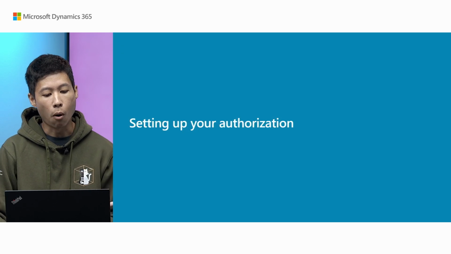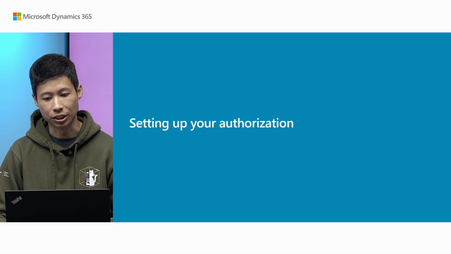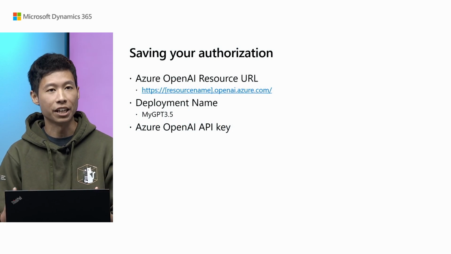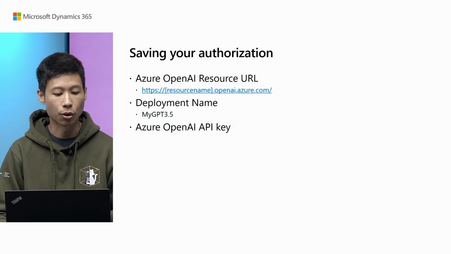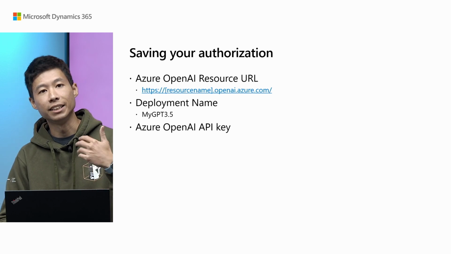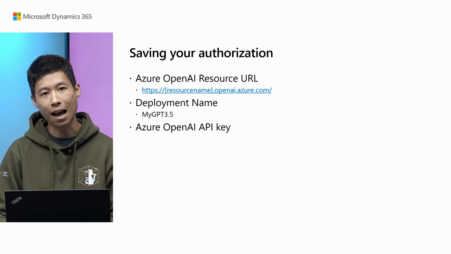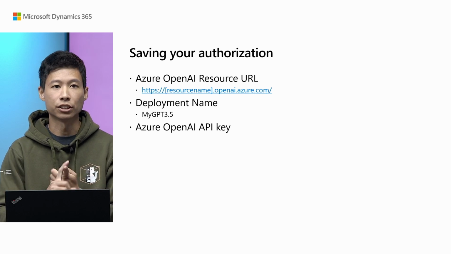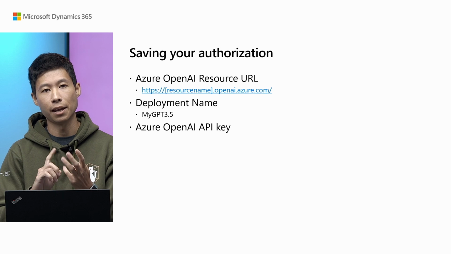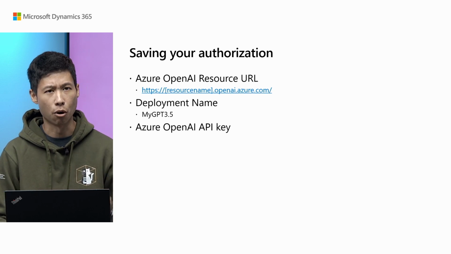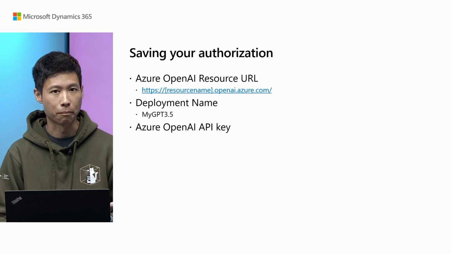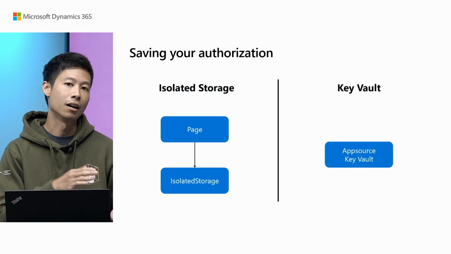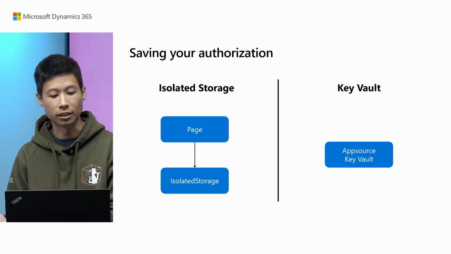So let's go on to setting up your authorization. But just before setting it up, you might want to save this in some way. As I had mentioned earlier in the prerequisites, these are 3 keys that you would have for using this module: the resource URL, your deployment name, and your API key. So how do you go about saving your authorization, and what do we recommend? There are 2 ways of doing it. One is via isolated storage or using Key Vault.